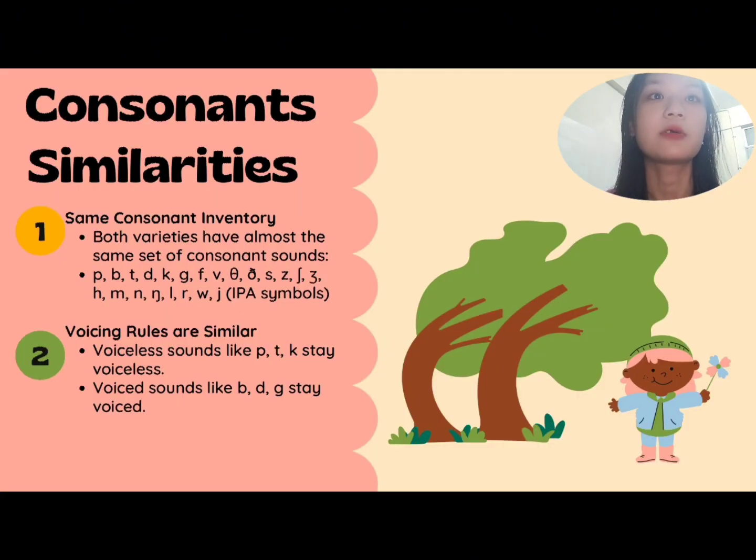First of all, I will explain the similarities of consonants in general British English and also American English. Both British and American English share nearly identical consonant inventories, including sounds like p, b, t, d, k, and g. The voicing rules are also parallel, which means voiceless sounds remain voiceless, while voiced sounds stay voiced across both varieties.